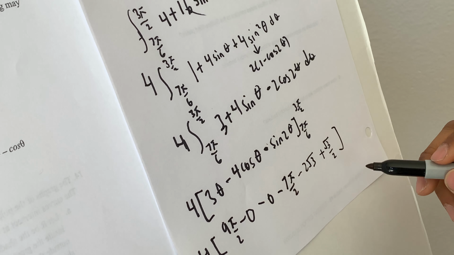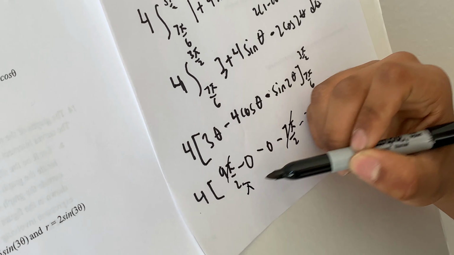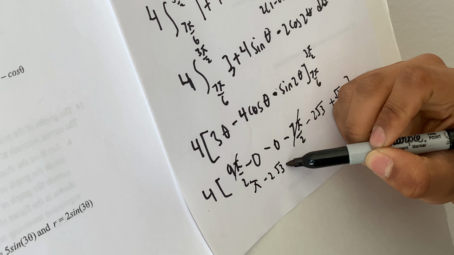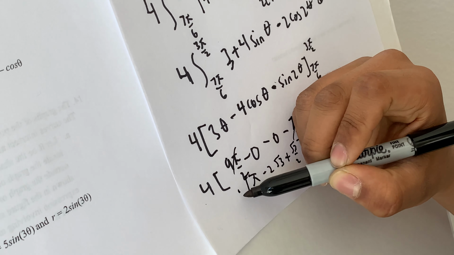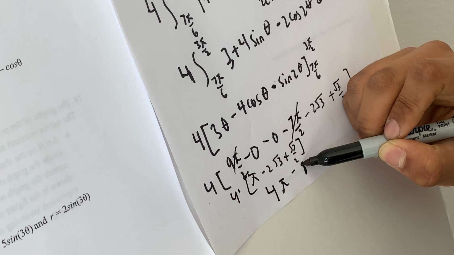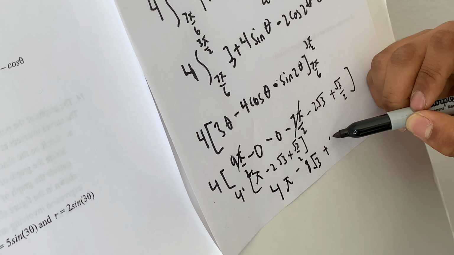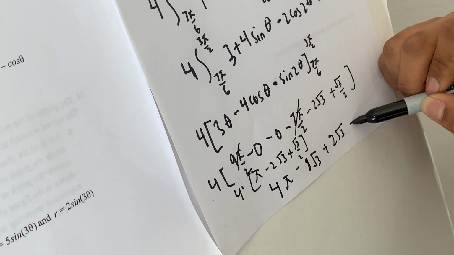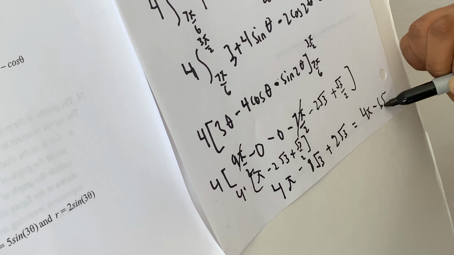And distribute this 4. Let's add up like terms first, so cancel out these pi. Then minus 2 root 3 plus root 3 over 2, all multiplied by 4, so the final answer is going to be 4 pi minus 8 root 3 plus 2 root 3, equals 4 pi minus 6 root 3.